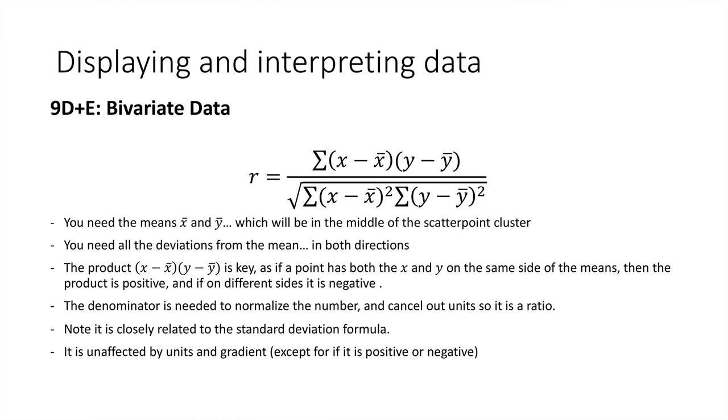And then on the bottom, we need that to cancel everything out so that it's a ratio. It's closely related to the standard deviation formula, but it's not the standard deviation formula. And don't get them confused. It's not affected by units and gradients because the units cancel out, so it is just a number.